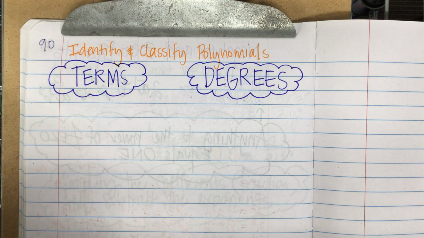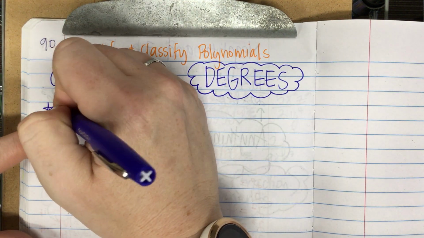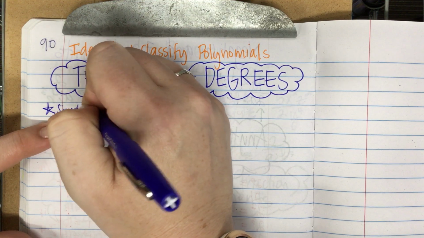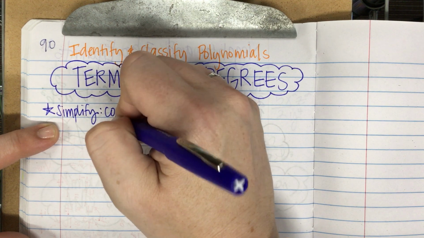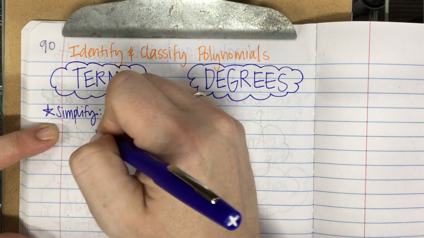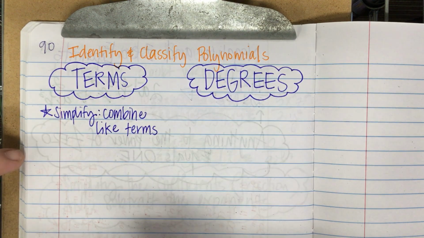But before we identify it by the number of terms, we have to first simplify, which is combine like terms.